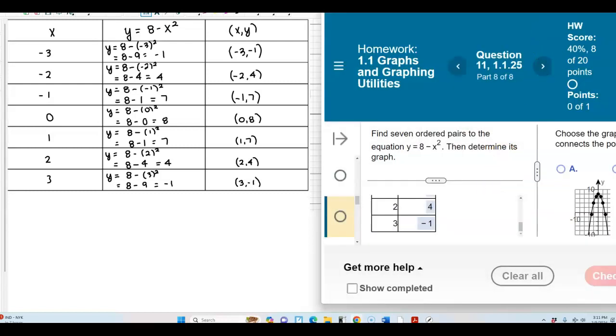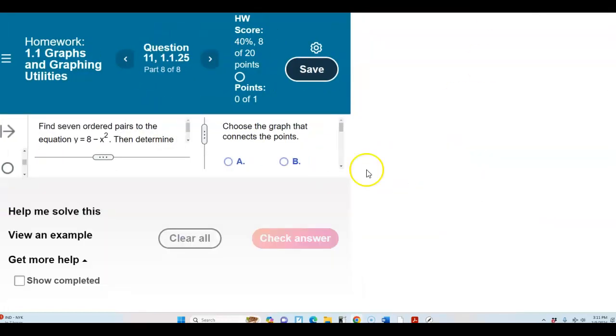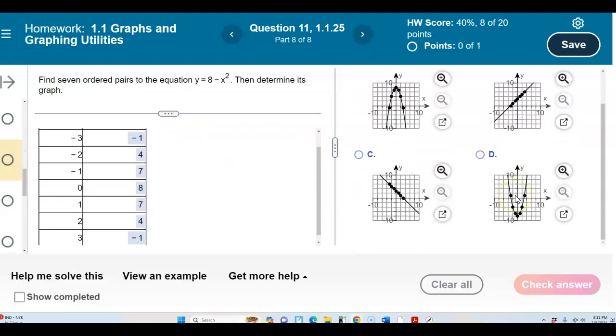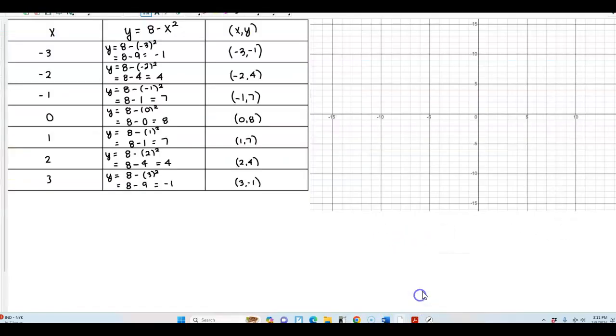Okay, so now what we want to do is graph to determine which one of these it looks like. So let's go ahead and graph this. So we're going to plot each one of our points. So we have negative 3 and then negative 1. So we're going to go over negative 3 and then down negative 1. The next one is we're going to go over negative 2, and then we're going to go up 4.